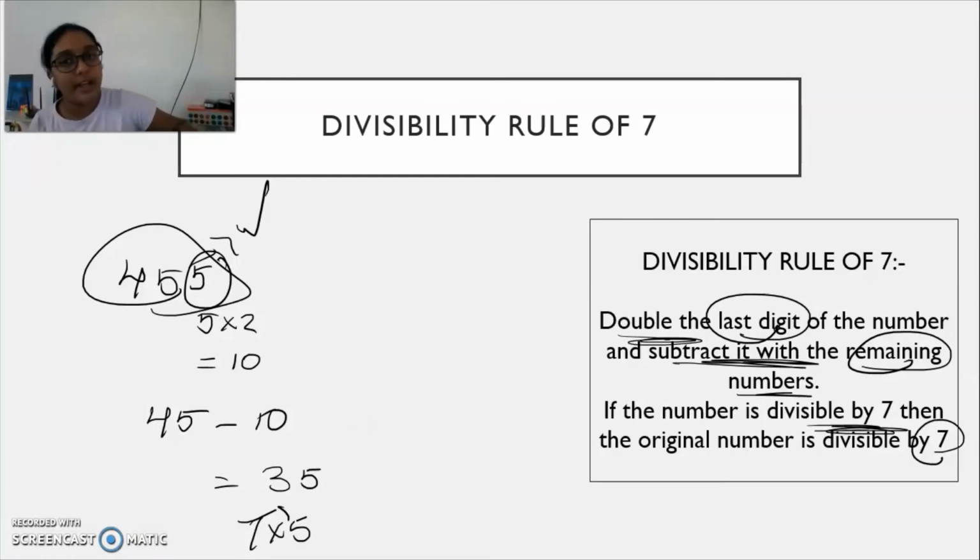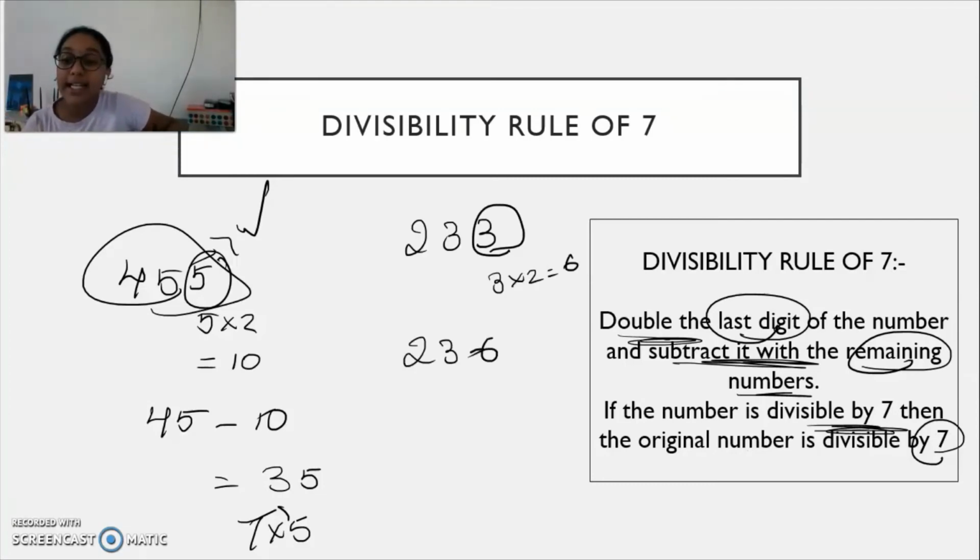Let's take the example of another number, 233. Now we're going to double the last digit. 3 into 2, 6. Now 23 minus 6, which is 17. Is 17 a multiple of 7? No. So thus the original number 233 is not divisible by 7.